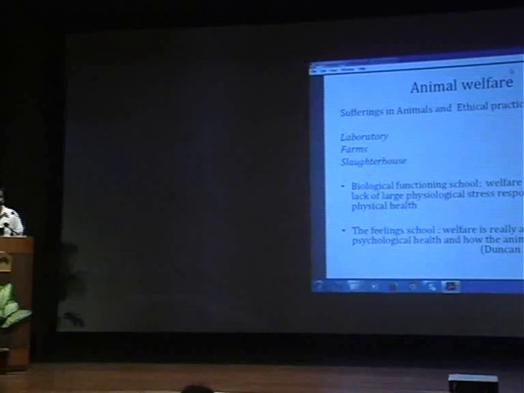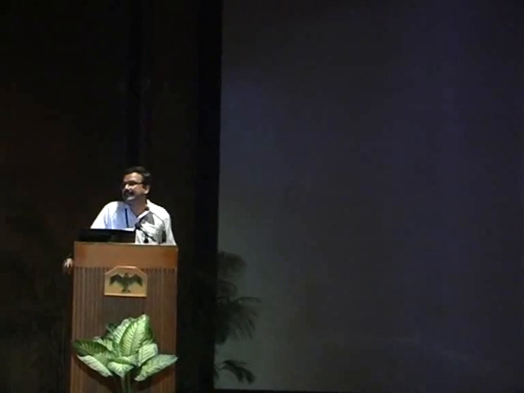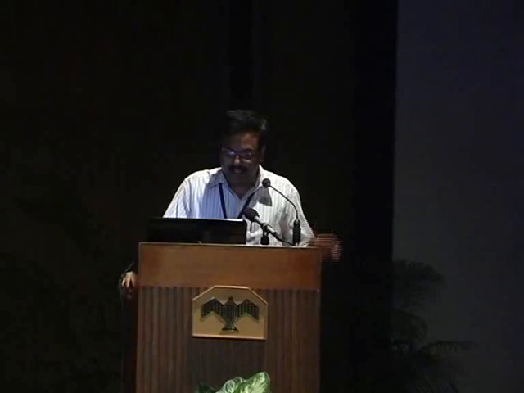And it has very much importance also because suffering in animals is an area which is being studied by many people. And we want to reduce that, no matter whether it is in laboratory, farms, or slaughterhouse. And there are two schools in that division of knowledge. One believes that we have to reduce the physiological stress of the animal, but at the same time, other groups believe that animals also have feelings. And those feelings are important, and psychological health and how the animal feels is to be taken care of while designing the well-being measures.